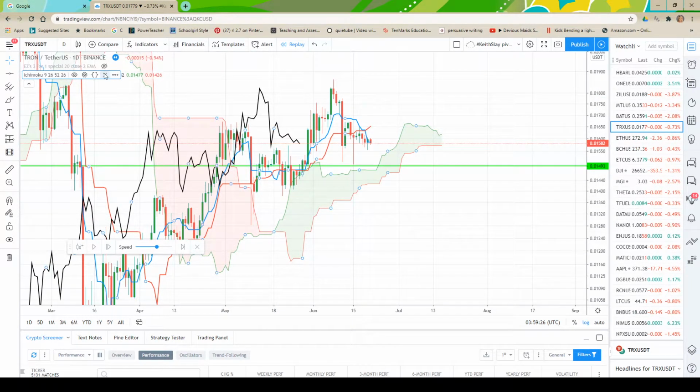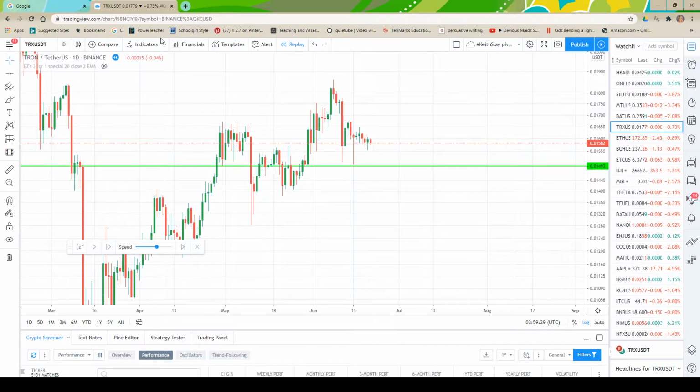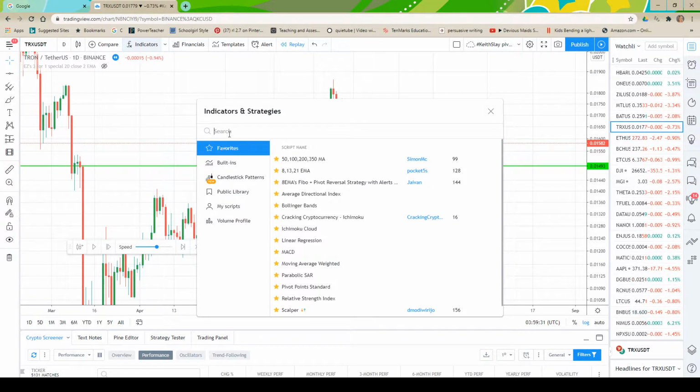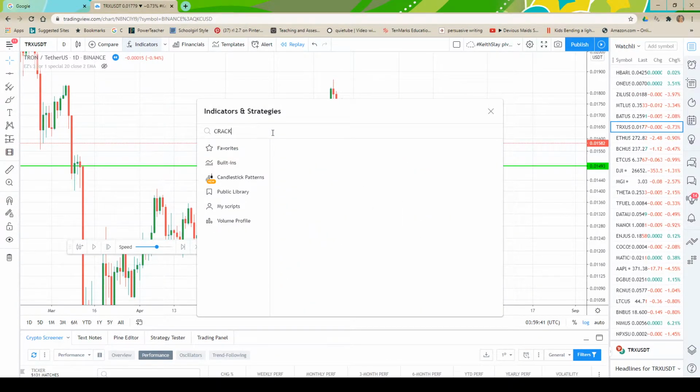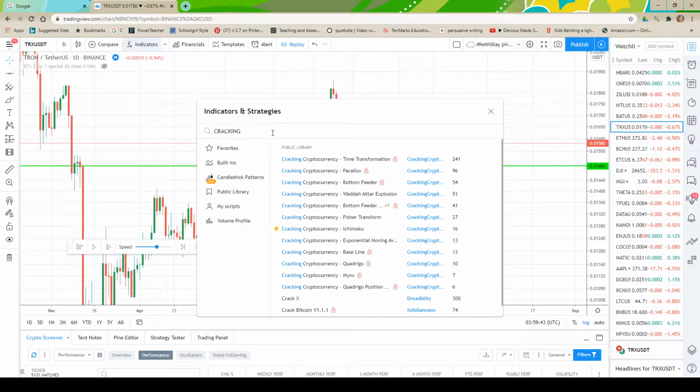So let's erase this indicator, and let's go back to our FX indicators here. We're going to search. I've got it right here, cracking cryptocurrency, Ichimoku. See that? We're going to type this right here, cracking. Now look at all this stuff that popped up. This company right here, Cracking Cryptocurrency, whoever they are, gave you all of this stuff for free. Now they got locks on some of it that you got to pay for, right? Okay, don't use them. But right here's the cloud.